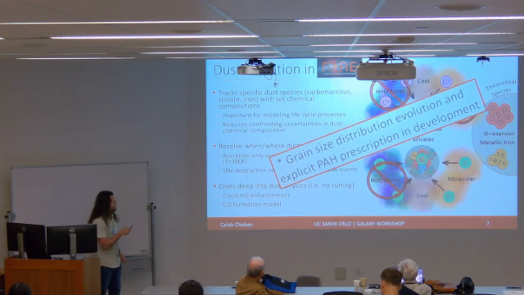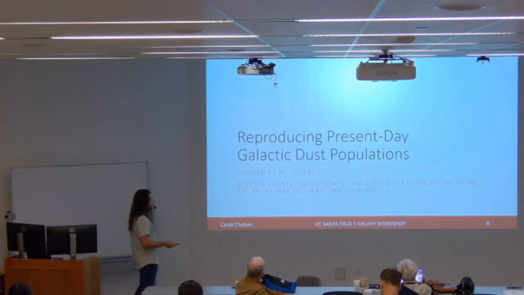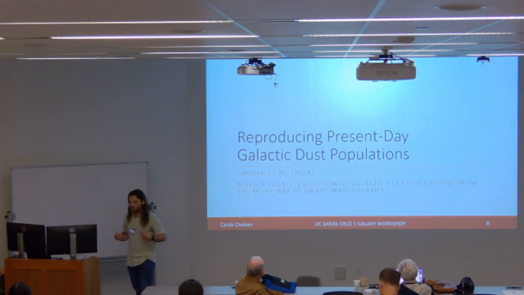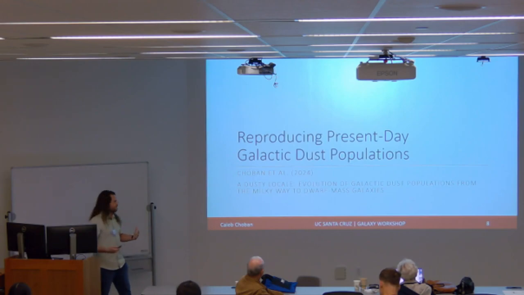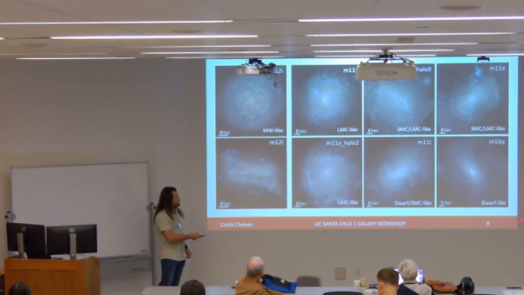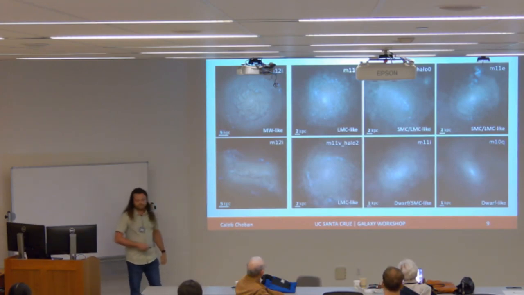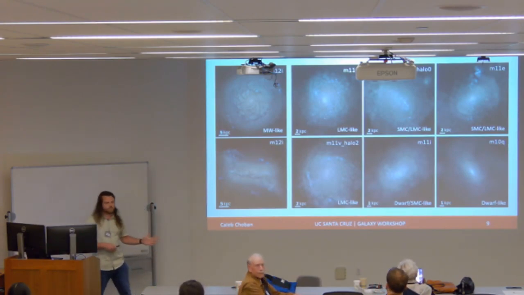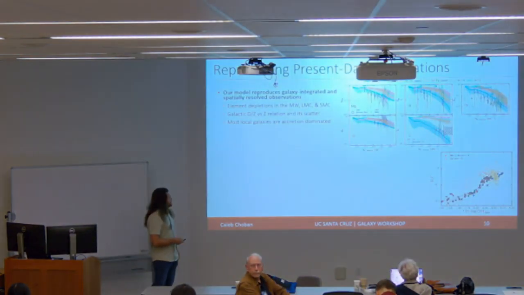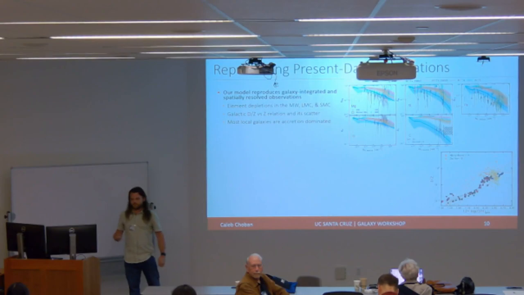But I was going to talk about the main power of this model: looking at reproducing the present-day galactic dust population. How well can it reproduce what we see already locally? So for this, we reran a suite of Milky Way to dwarf mass galaxies. There are nice Hubble images of these galaxies. So mainly looking at the Milky Way, large and small Magellanic Cloud observations. What we see is we can reproduce a lot of observations very well.